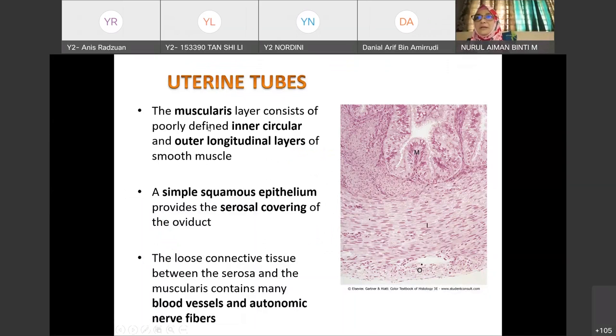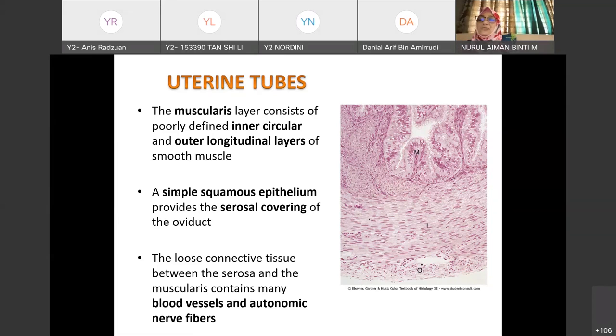Okay, so the muscularis layer consists of poorly defined inner circular and inner longitudinal, outer circular and outer longitudinal layers. So you can look at the arrangement of the muscularis layer. It is made up of smooth muscle, where you can see the corkscrew appearance of this smooth muscle.